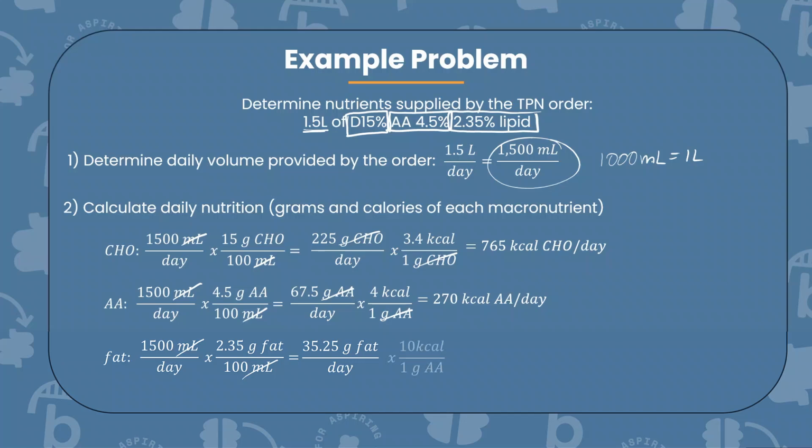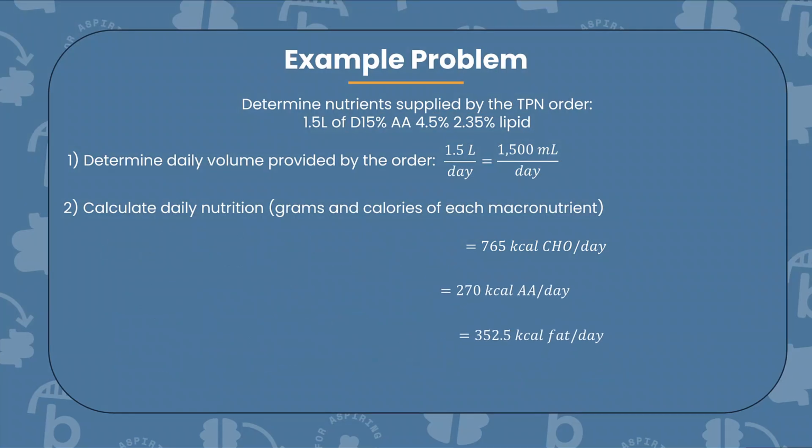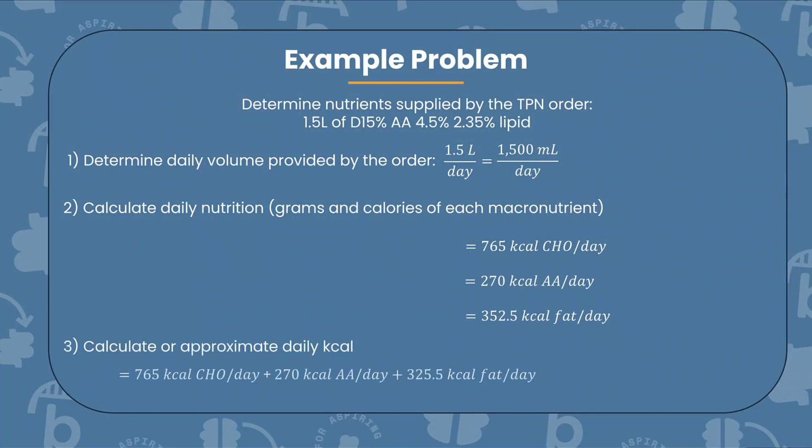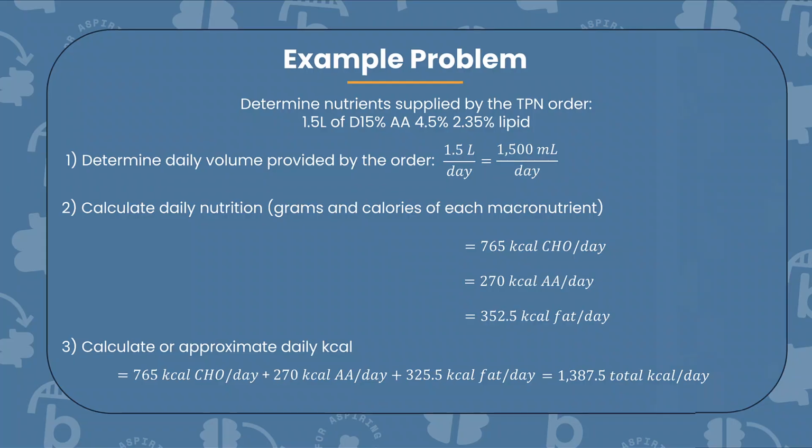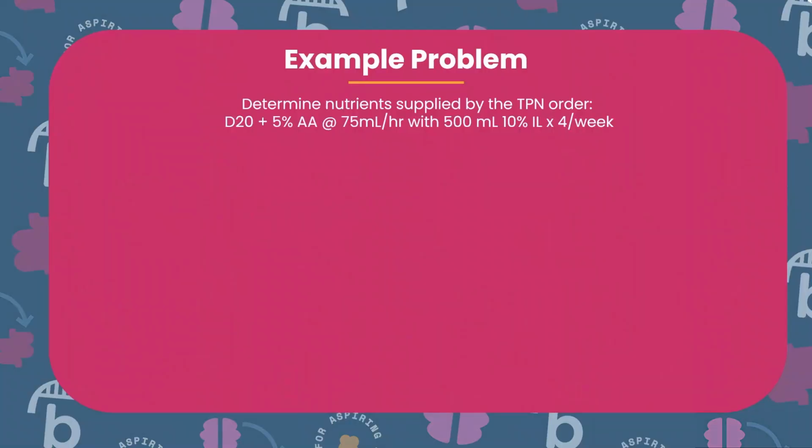Lipids provided in TPN have 10 calories per gram. So this patient is taking in just over 325.5 calories from fat every day. And since we know all of the energy provided from each macronutrient, we'll add them up to determine total daily calories. Given this TPN order, the patient is receiving 1,387.5 calories in a day, assuming the TPN runs continuously and without interruption. Let's try another, but this one is a piggyback.